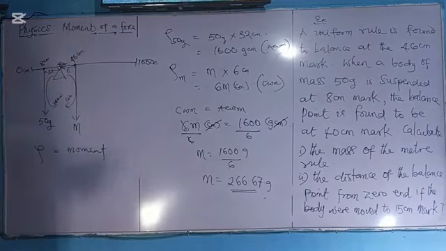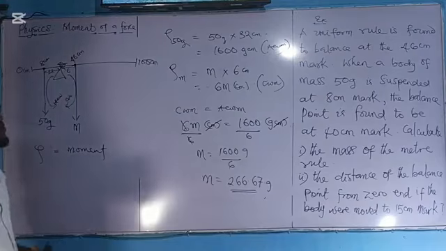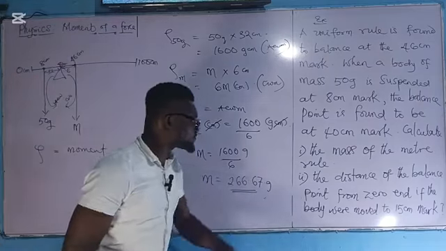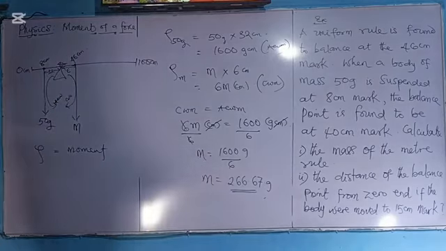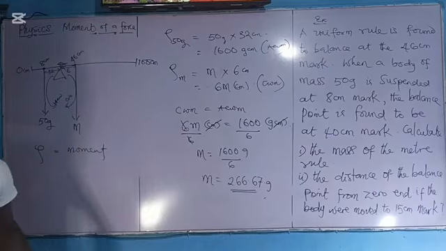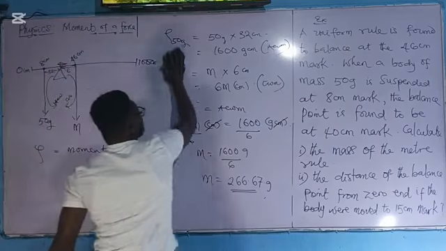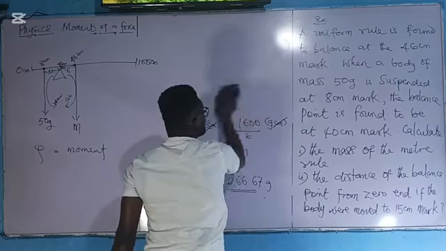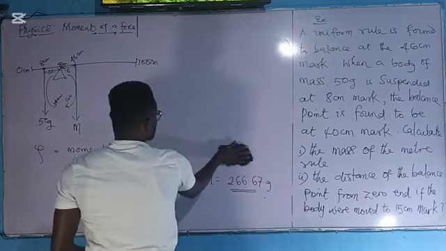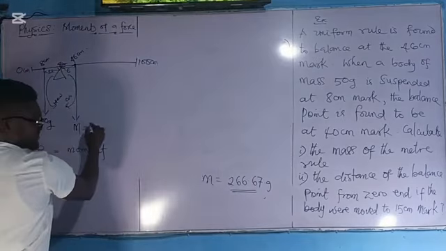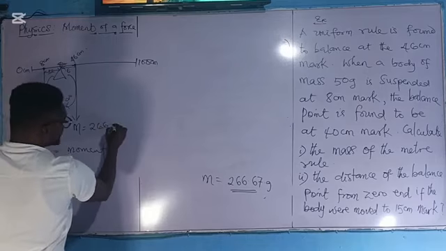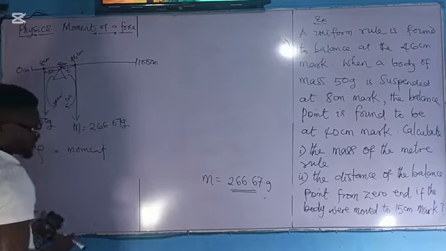Then the next question says, calculate the distance of the balance point from 0 end if the body were moved to 15 cm mark. Now, if the body were moved to 15 cm mark, okay, let me wipe this. Now, we've got the mass already. We've got the mass of the body to be 266.67 gram. Okay?